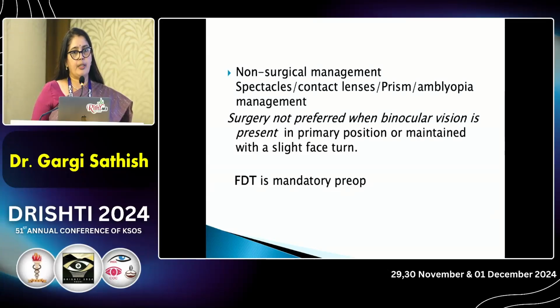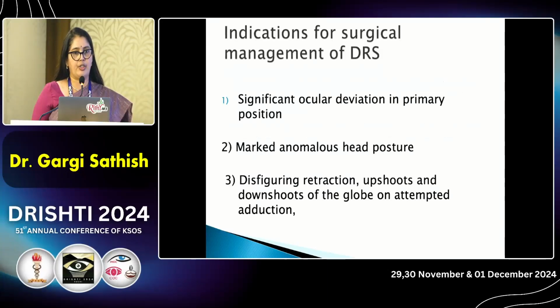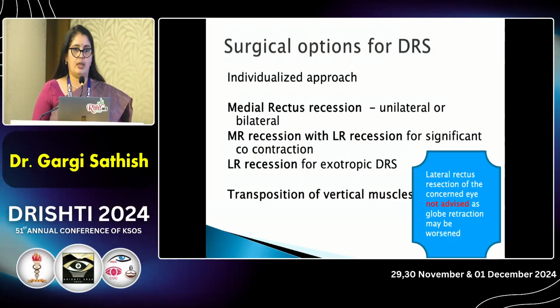And preoperatively, a force reduction test to find out where the maximum restriction of contracture is really required. So if there is significant ocular deviation in primary position, markedly anomalous head posture, disfiguring upshoot, downshoot, retraction, you go in for surgery. So surgical options, it should be an individualized approach. What is the main problem in that patient you address?